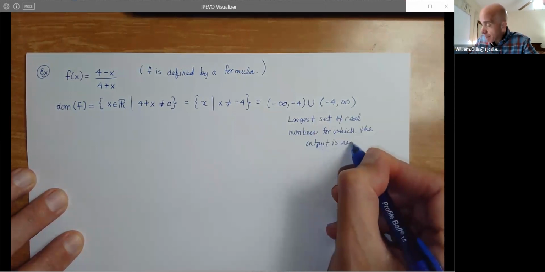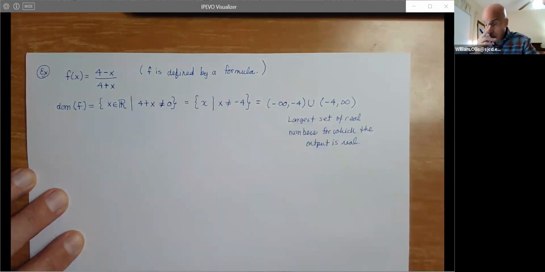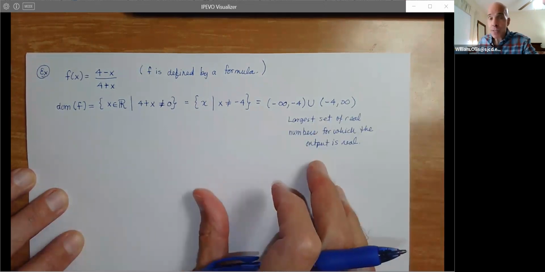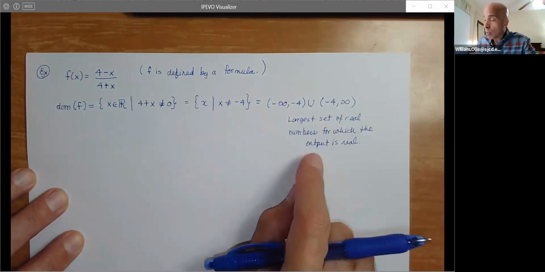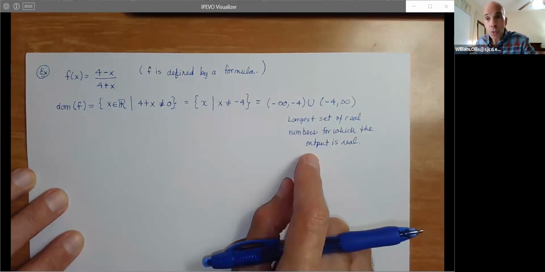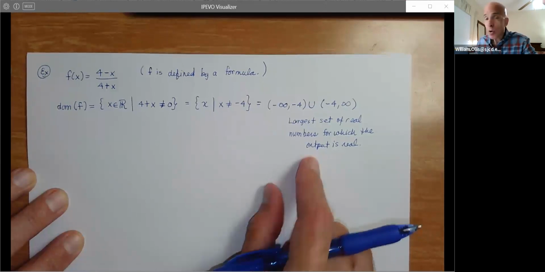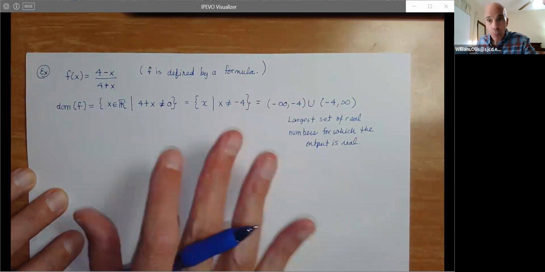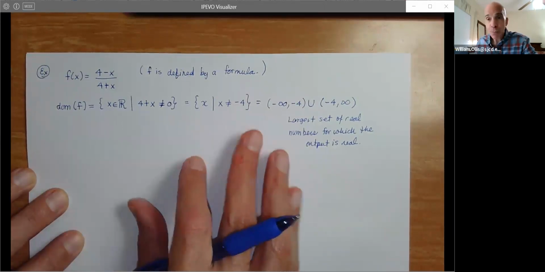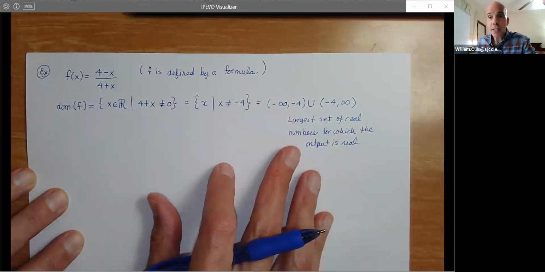Now, again, it will not be the case in many instances where we will want to do the actual range. But in cases where it's computable, I will ask you that. But the domain is pretty much a given. You will always need to know the domain.